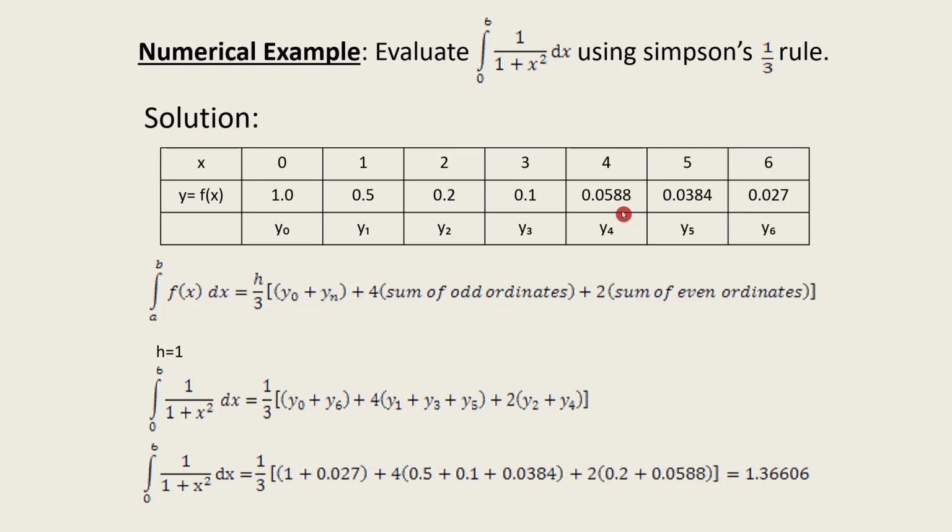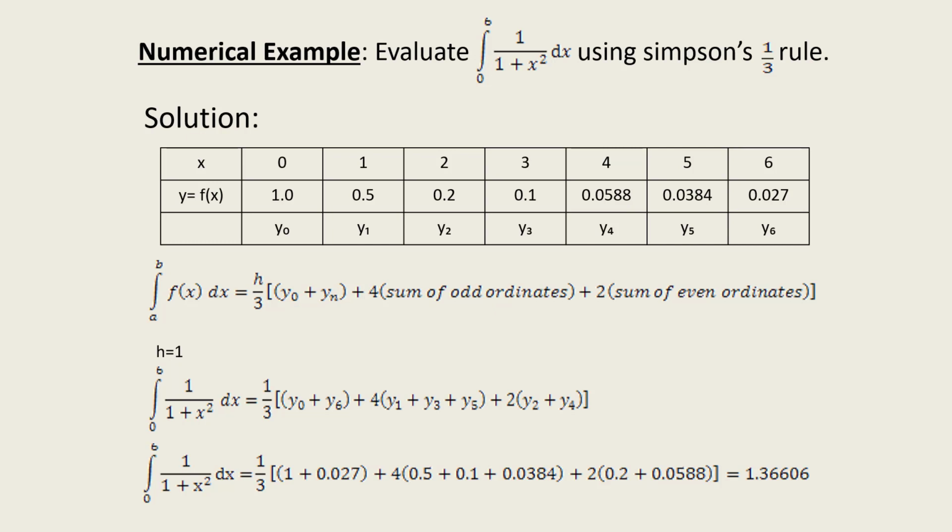We have f of x is equal to 1 by 1 plus x square, which is given in the question. So corresponding to each x value, we are finding out the f of x values, which is shown in the table. These values are represented by y0, y1, y2, y3, y4, y5 and y6.